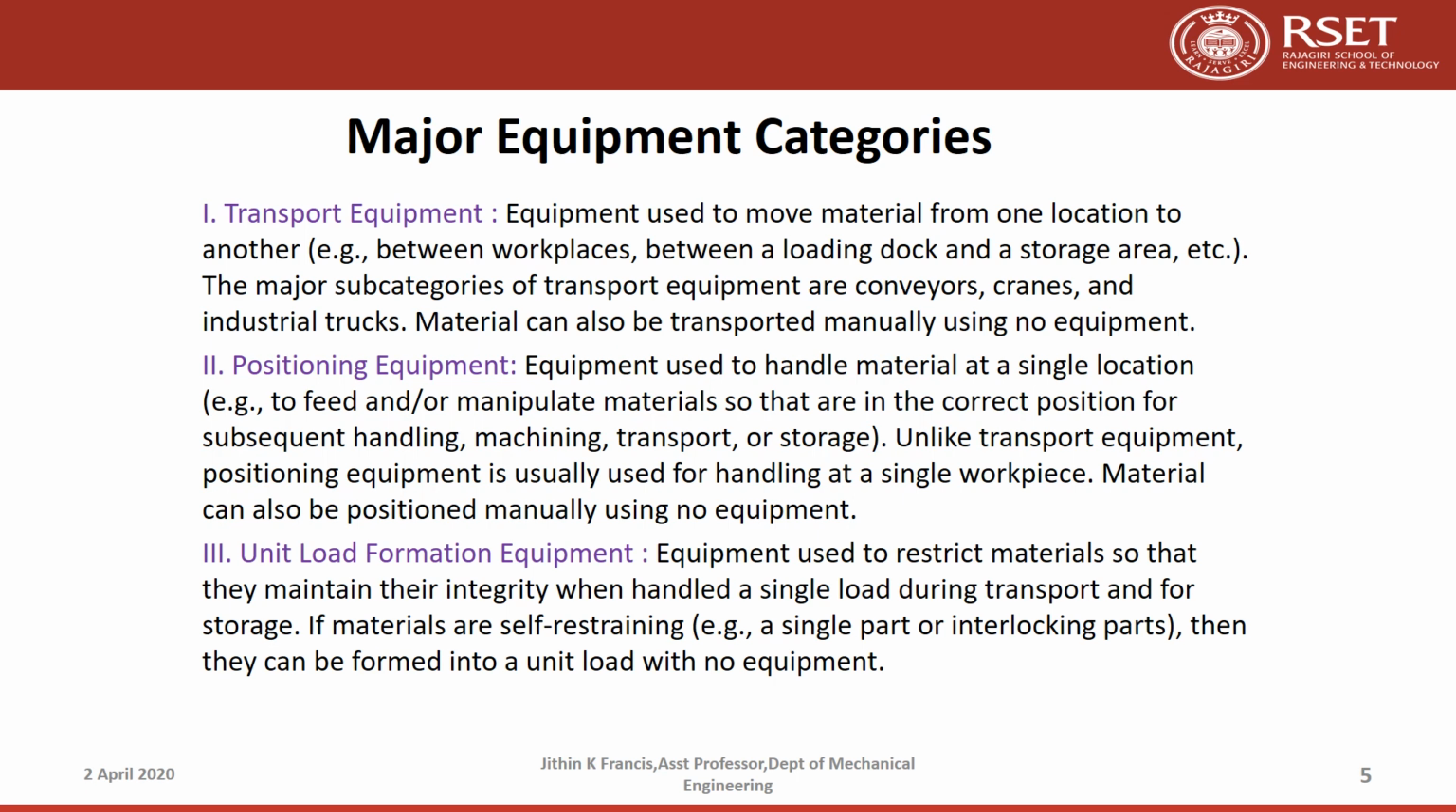Second category is positioning equipment. Equipment used to handle material at a single location, that is to feed or to manipulate material so that it is in the correct position for subsequent handling, machining, transport or storage. Unlike transport equipment, positioning equipment is usually used for handling a single workpiece. Material can also be positioned manually using no equipment.